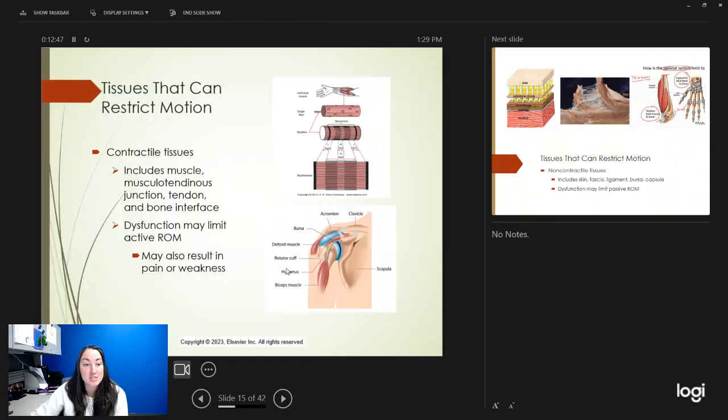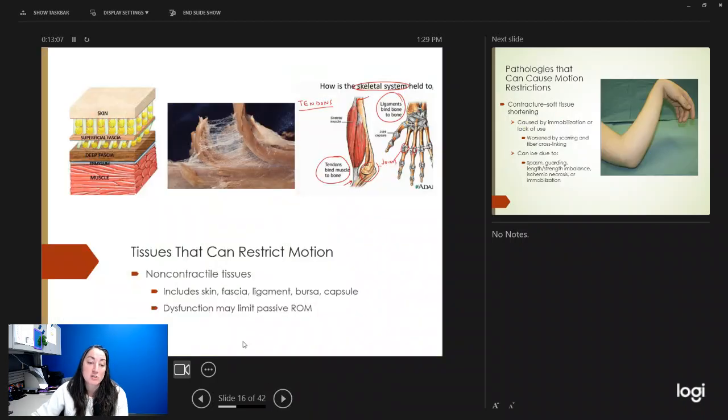There are different types of tissues that restrict motion. Some of the contractile tissues that can restrict motion are muscle, the musculotendinous junction, the tendon, and the bone interface. This typically limits active range of motion, and it can cause pain and weakness. Non-contractile tissues that limit motion are skin, fascia, ligaments, bursa, and capsule. These typically limit passive range of motion the most.